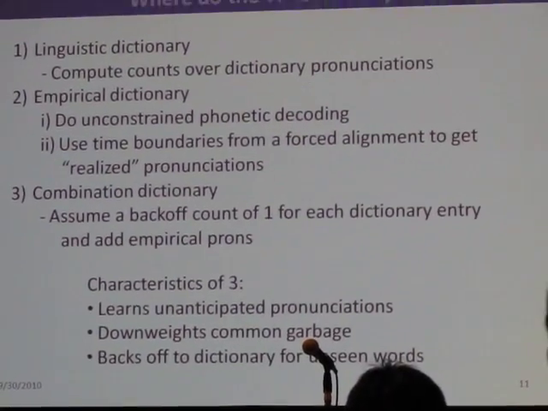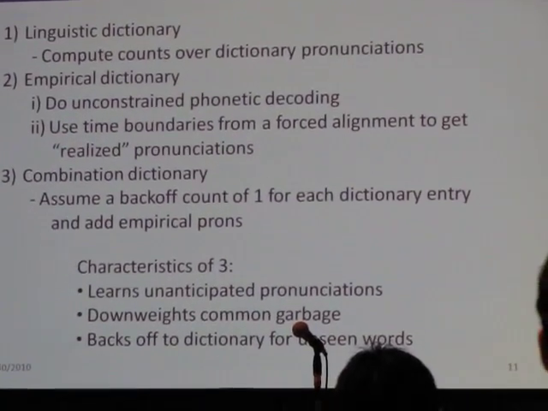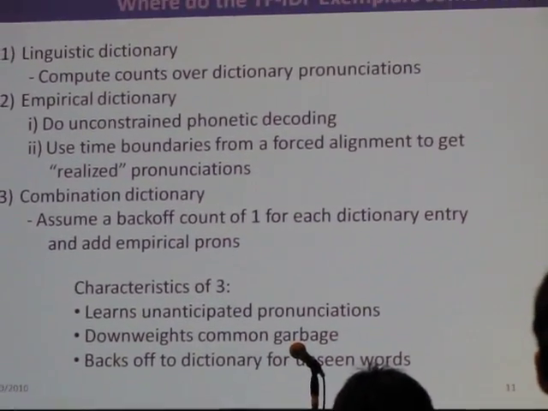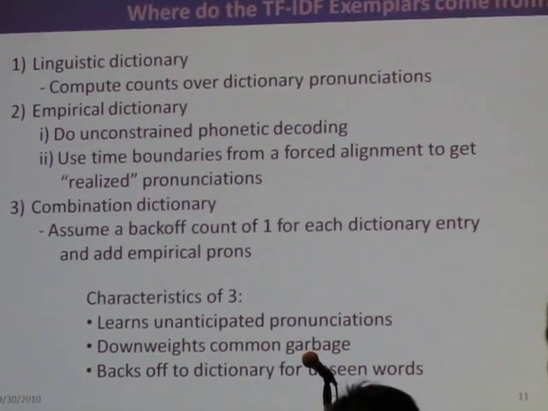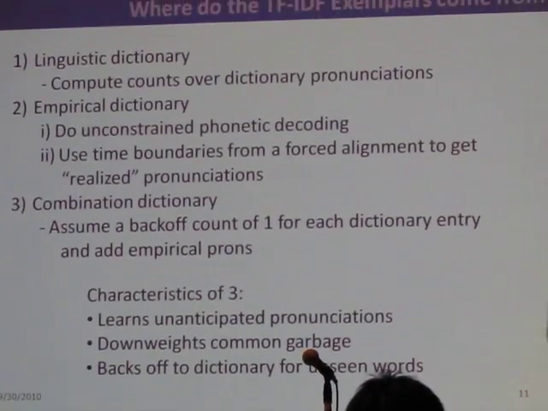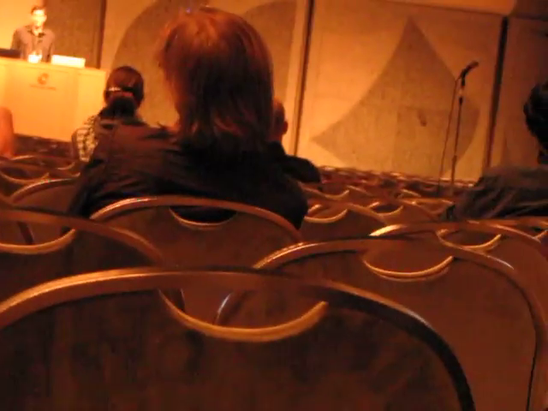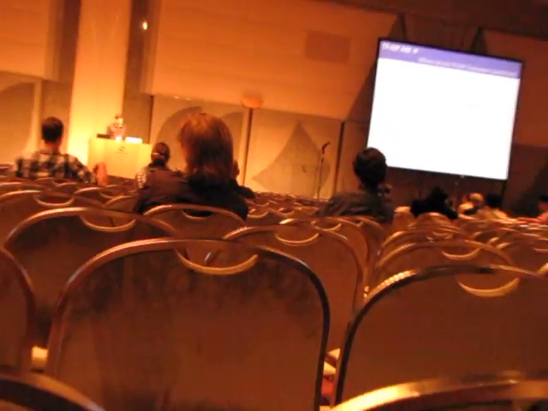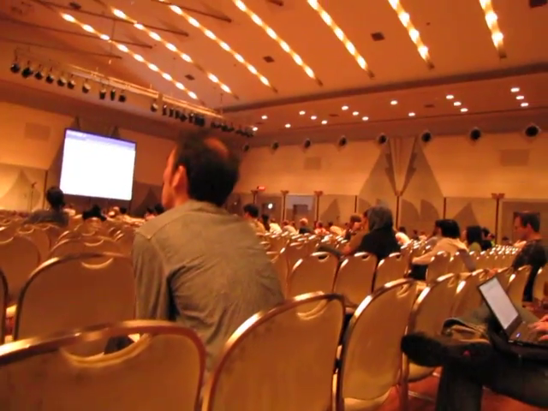In this work, we're using the third method, which is a combination dictionary, where we assume a back-off count of 1 occurrence of every dictionary pronunciation, and then add the empirical pronunciations. And that's what's going to let us learn unanticipated pronunciations. And it's sort of interesting that as you do this, the IDF part is automatically going to downweight common garbage that just gets decoded all over the place.